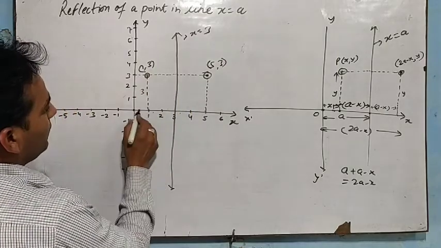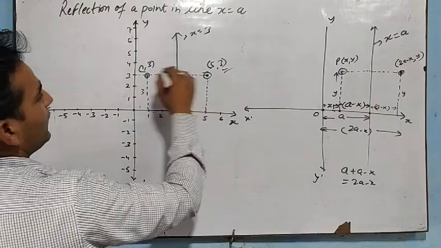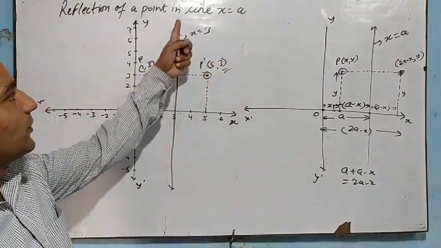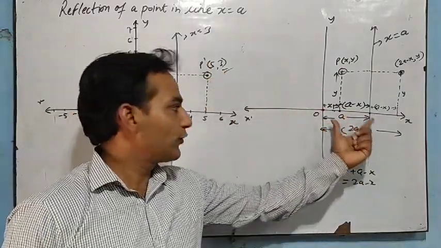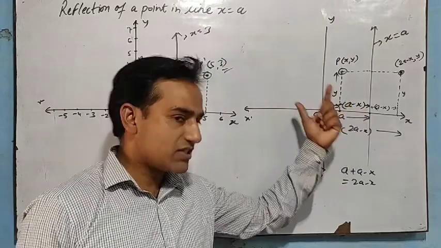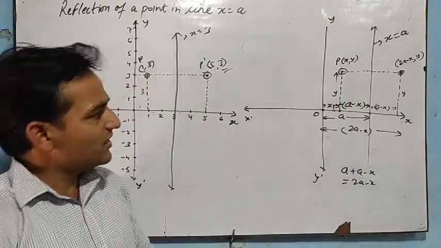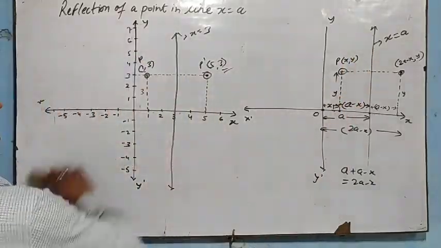So 5, 3. So this point will be 5 comma 3, and if this is P, this will be P dash. Reflection of point P through x is equal to 3 will be 5 comma 3. The same I have explained here. If you are not getting from this, please practice. Please see the video once again, and afterwards you see this example. Okay. The same we will follow for reflection through y-axis. Let us see.